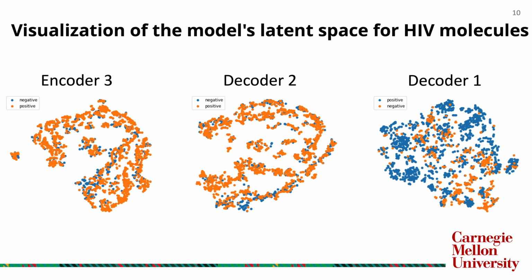And so to understand why some models perform better than others, we visualized the model's latent space for HIV molecules, and we reduced the dimensions of the molecular fingerprints to 2 with t-SNE, a common dimension reduction technique. And as you can see, decoder 1 on the far right displays a feature space that is much simpler with fewer loops and branches, and there appears to be better separation between the positive and negative classes for classification.